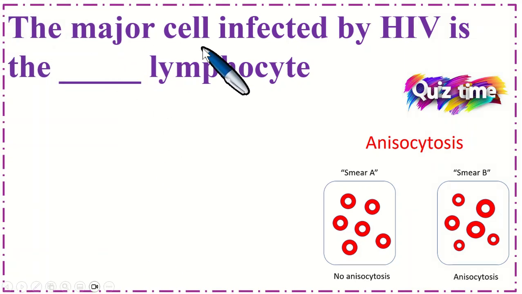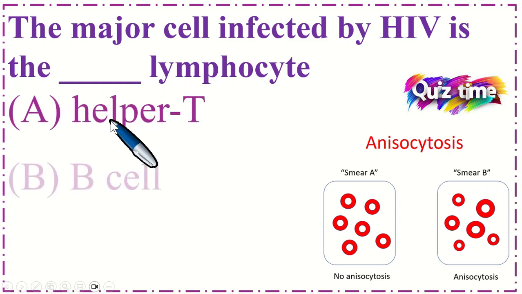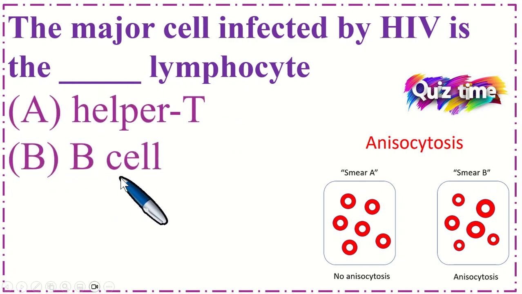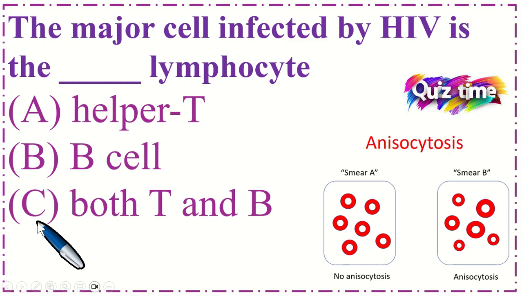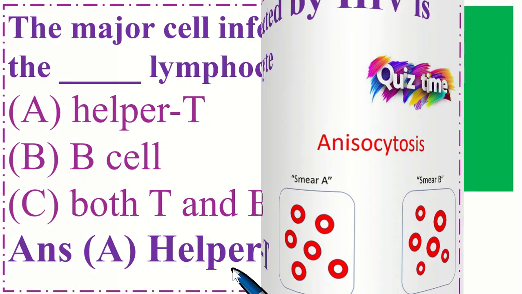The major cell infected by HIV is the dash lymphocyte. Option A helper T cell, B B cell, option C both T and B cell. Correct option is A helper T cell.